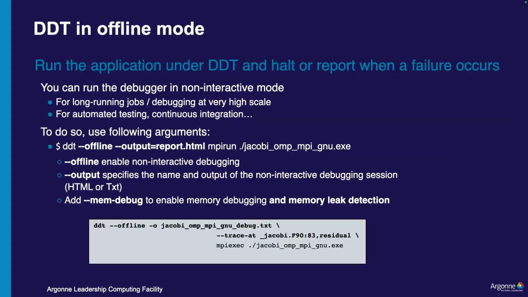And then DDT also supports offline mode. If you don't want to go through the UI or you want to put this into CI/CD, then you can run it in offline mode. This is quite useful if you're running at very high scales or it's just running for a very long time and you don't want to keep the UI up. You can just run this, and when it completes, it creates a report and you can view that report in either HTML format or through a text format.